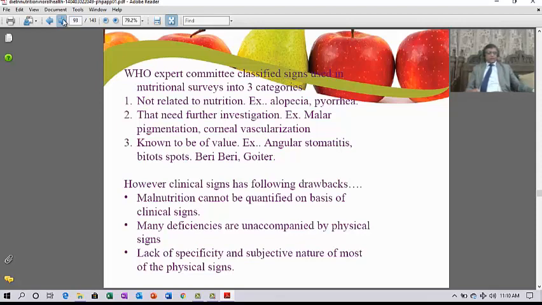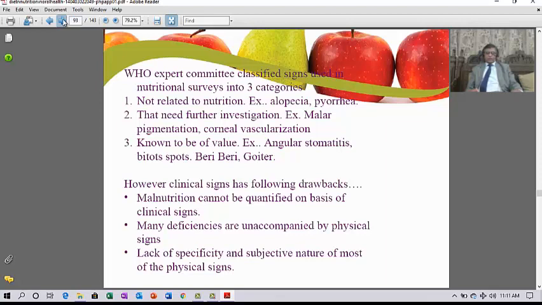angular stomatitis due to deficiency of vitamin B2, which is riboflavin deficiency. Then Bitot's spot, as you are well aware and was taught to you, it is due to deficiency of vitamin A, one of the main ocular manifestations of vitamin A deficiency. Then beriberi, which is due to vitamin B1 or thiamine deficiency. Goiter, as you are well aware, is due to deficiency of iodine.